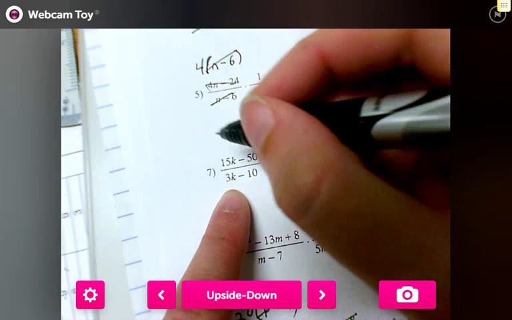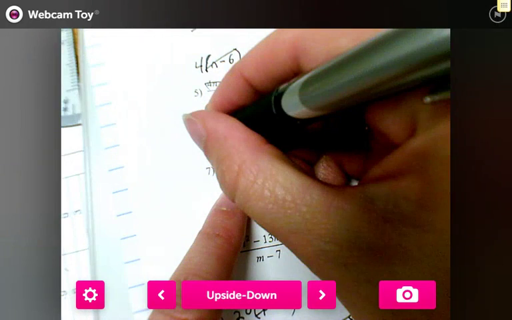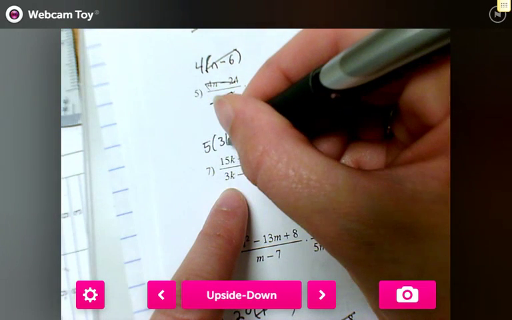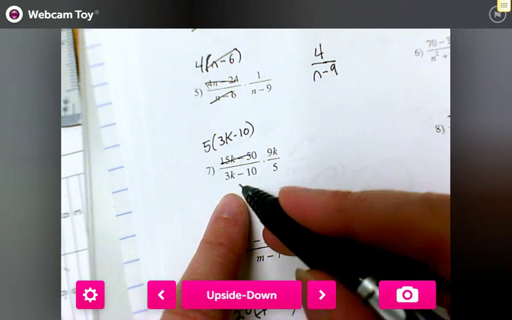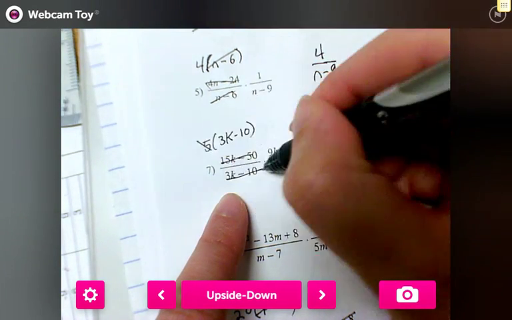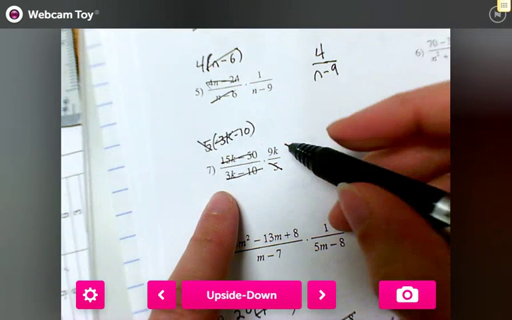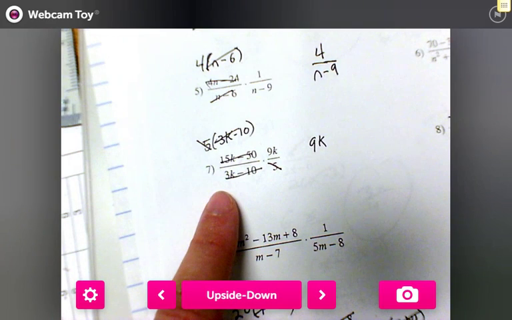Number 7, the first thing I'm going to pull out of both 15 and 50 is 5. So I'm left with 3k minus 10. 3k minus 10, I can't cancel these. But look, 5 and 5 cancel. There's only 9 left. 3k and 3k, 9k. Don't forget the k. Okay?